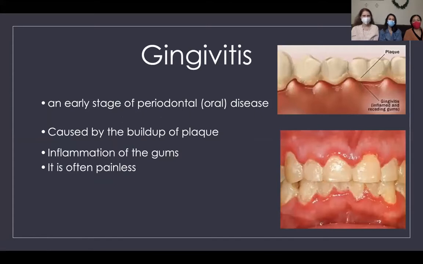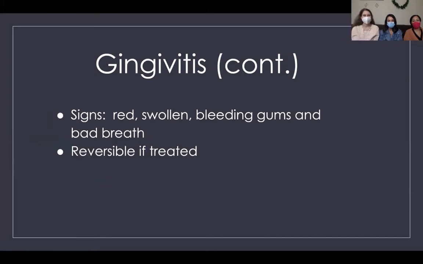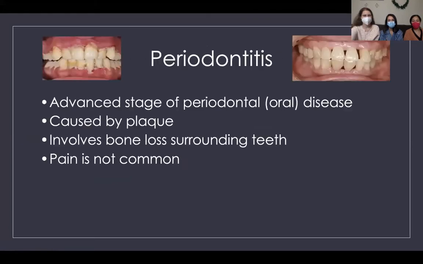So an early stage of periodontal disease is gingivitis. And gingivitis is caused by the buildup of plaque. And plaque is a white, pale yellowish film that builds up on your teeth when regular brushing is not performed. Inflammation of the gums also occurs. Gingivitis is often painless. Signs of gingivitis consist of red, swollen, bleeding gums, and bad breath. Gingivitis is reversible if treated.